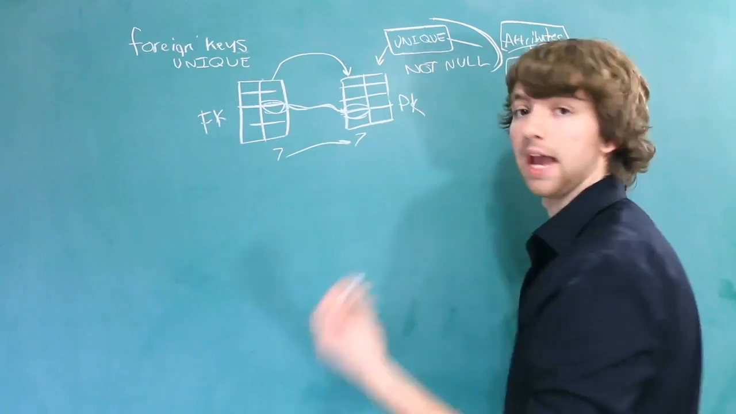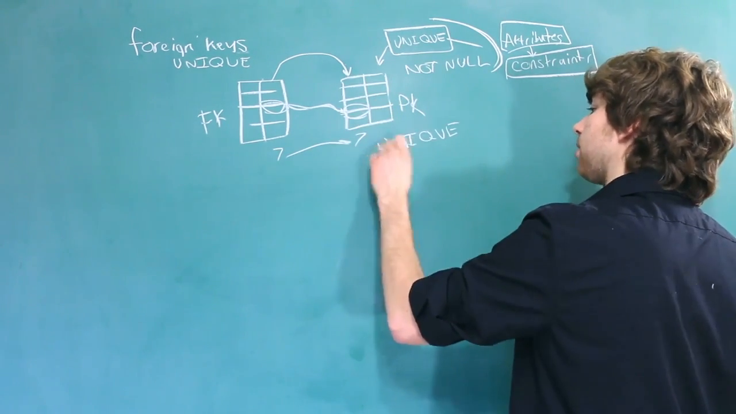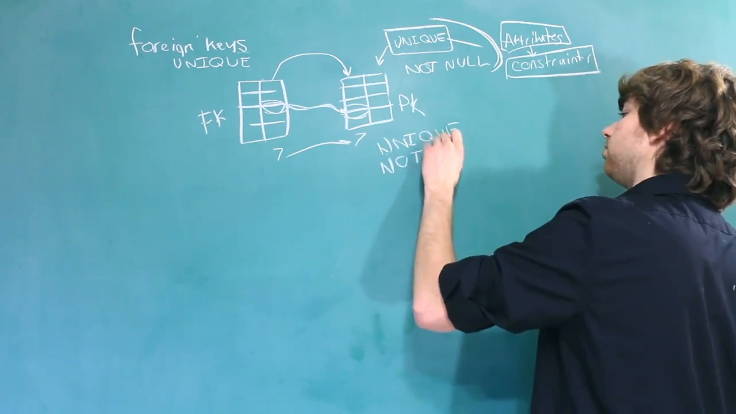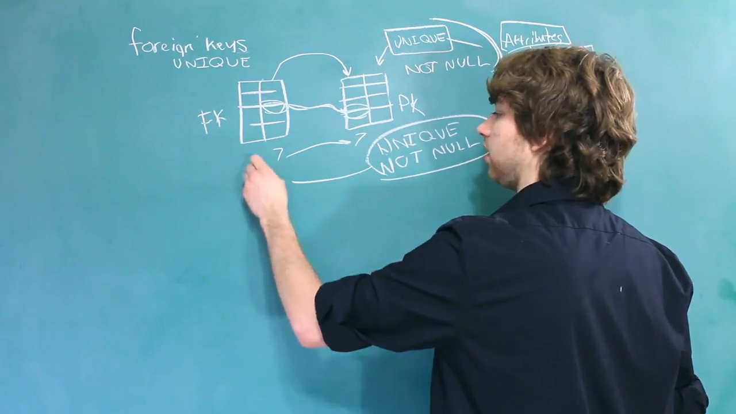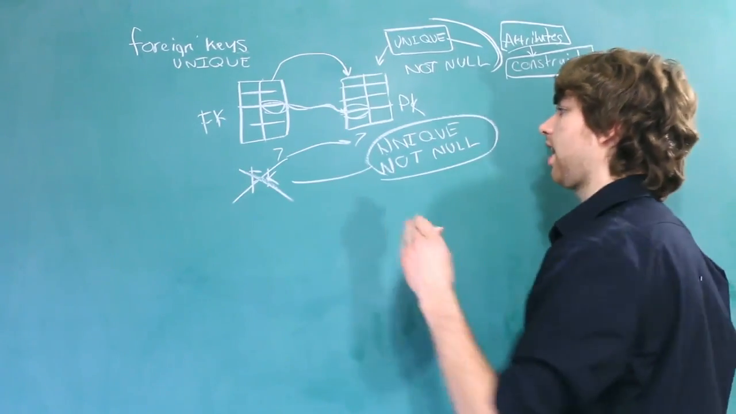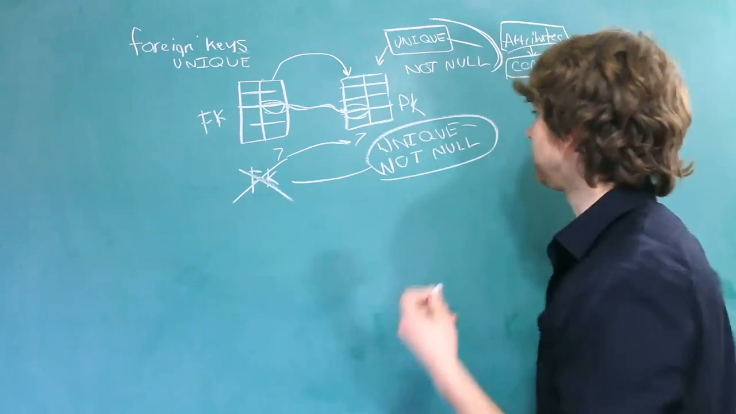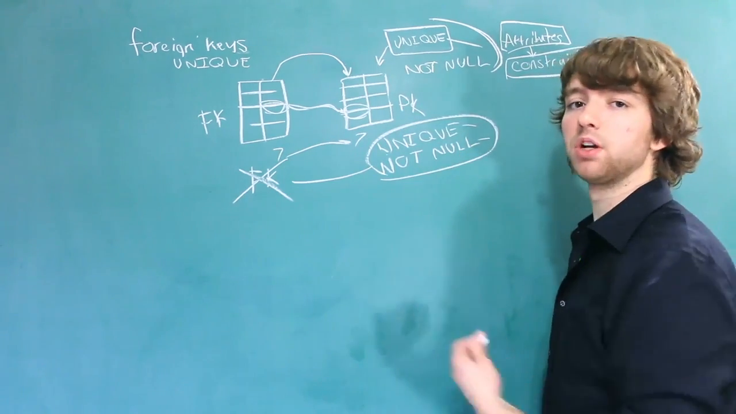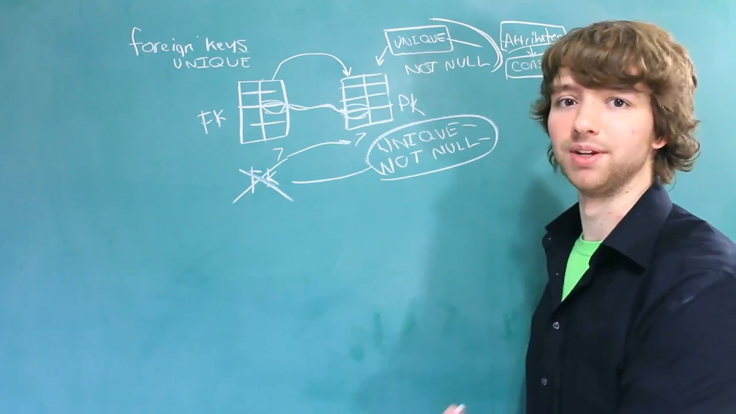These values match. This one over here should always be unique, and we'll probably want to make it not null too. But these constraints are not automatically placed on the foreign key. That means we have to decide, do we want the foreign key to be unique? Do we want it to be not null? That's what we're going to be discussing in this video. Now that we're already like 5 minutes into it.